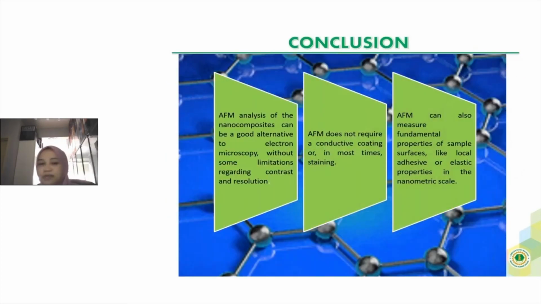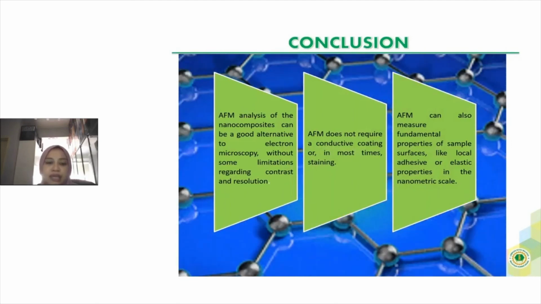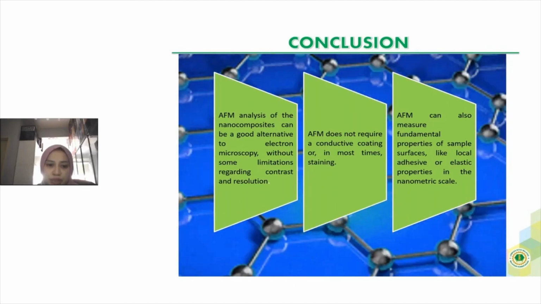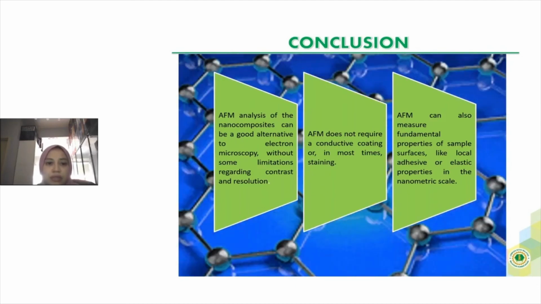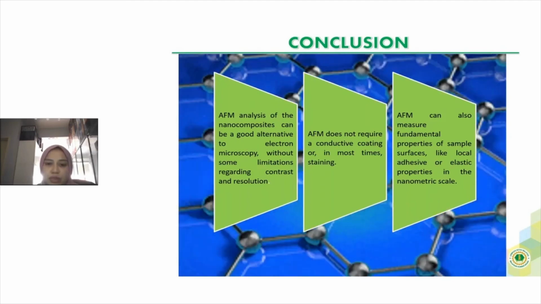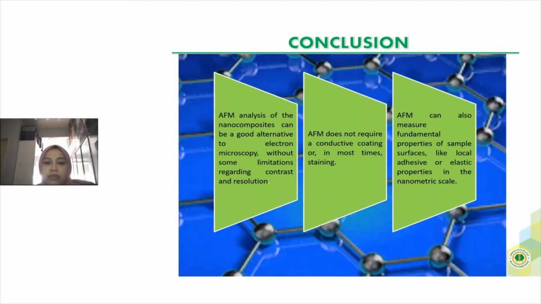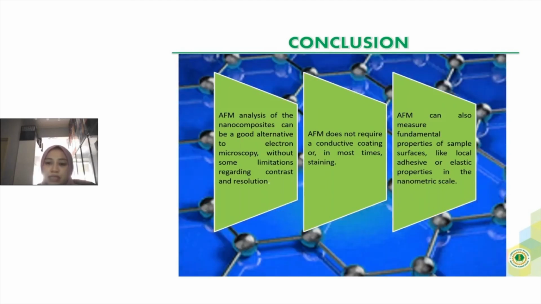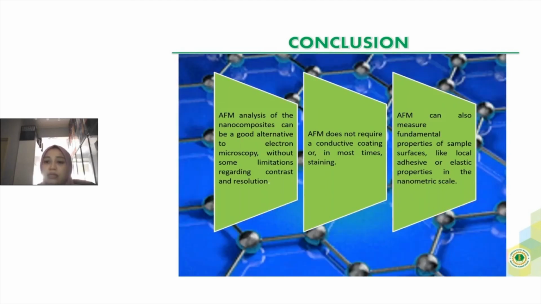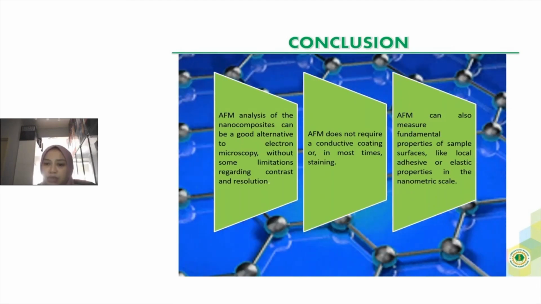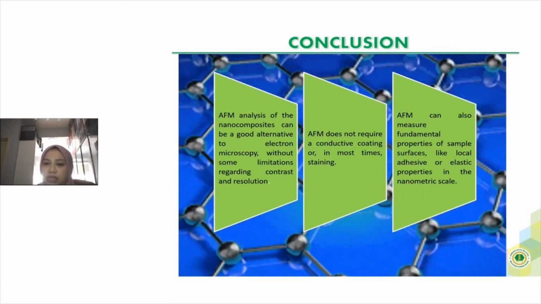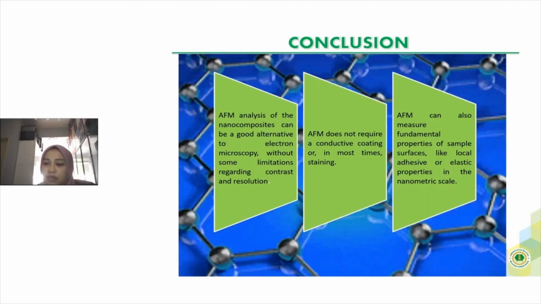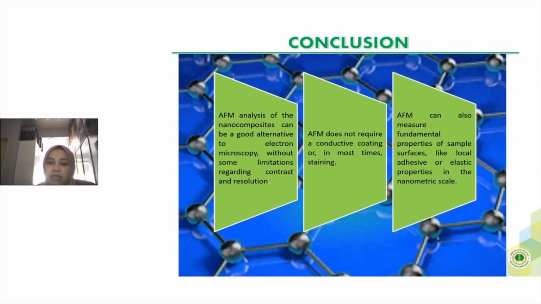As for the conclusion, AFM analysis of the nanocomposite can be a good alternative to electron microscopy, without the limitations regarding contrast and resolution. AFM does not require a conductive coating or, most of the time, staining. AFM can also measure fundamental properties of the sample surface, like local adhesive and elastic properties, especially for polymeric studies at the nanometer scale.